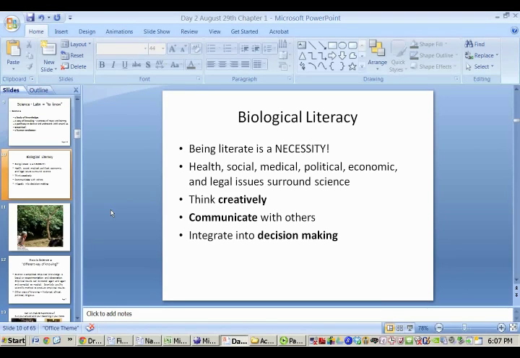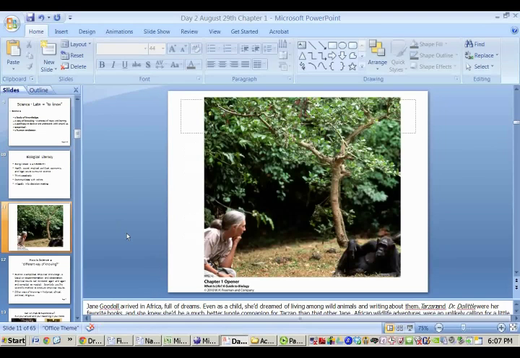So biology can also help us communicate with other people. Like I said, we'll talk a little bit about the evolution of animal behavior. And then finally, it helps to integrate into our decision making. If you are biologically literate, you'll be able to make better decisions about your health care, and better decisions about social issues, medical issues, and political issues. All kinds of different things are enhanced through understanding things about biology.